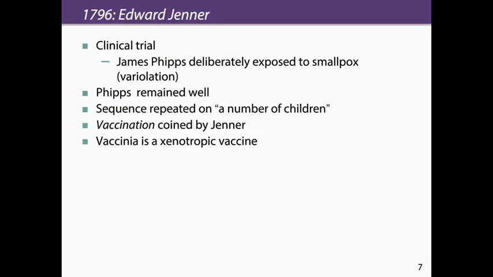and he coined the term vaccination. Smallpox vaccine, or vaccinia, the virus we're using today, is called a xenotropic vaccine. This is a virus taken from another animal species and then administered to humans for prevention of a related but not identical infection. This is a natural means of attenuation because the virus isn't adapted to the human species.